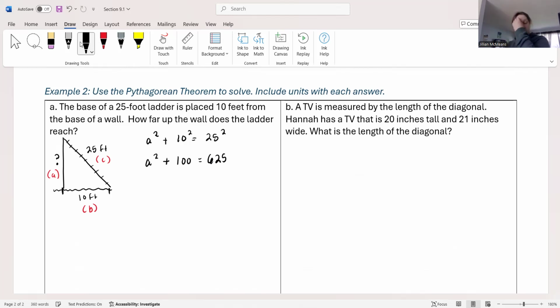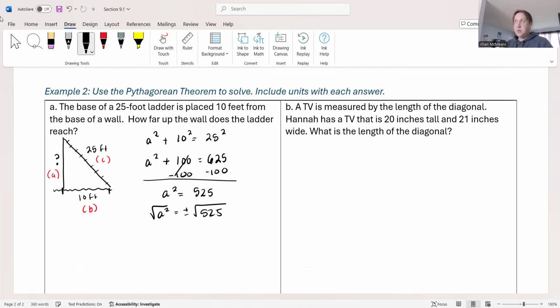All right, so now we want to solve for A squared. Remember, when we have the square root property, we want the variable in a single term squared, and we want to isolate that. So we want to subtract 100 from both sides. 100 minus 100 is 0, so that leaves me with just A squared. And A squared equals, well, 625 minus 100 is 525. At this point, we want to take the square root of both sides. So the square root of A squared equals plus or minus the square root of 525.